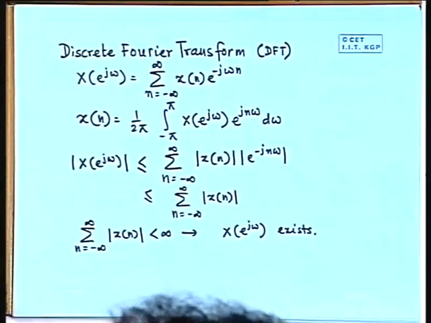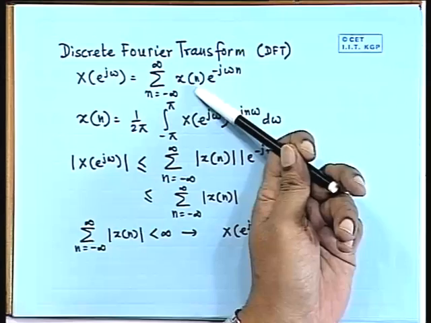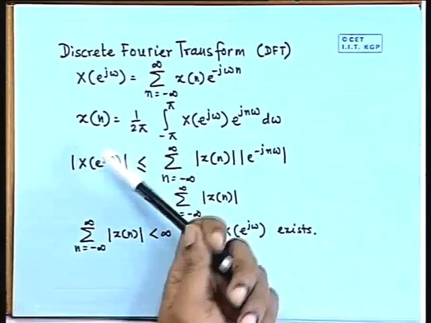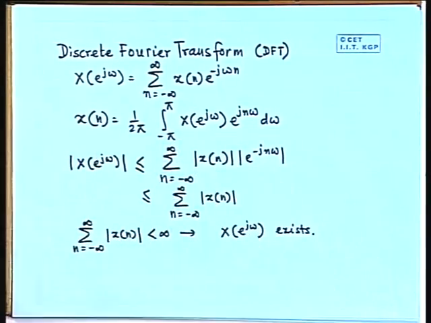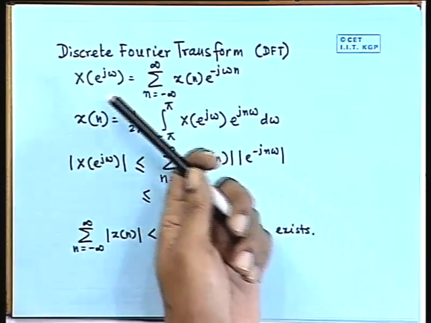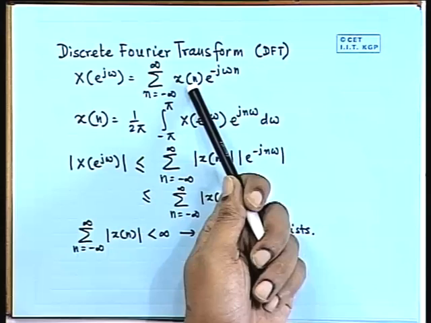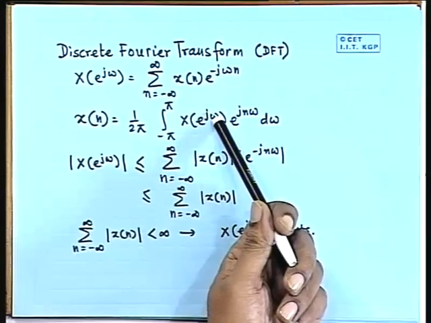So we start with the discrete Fourier transform. That is defined, as we know, by this infinite series, right? And the inverse discrete Fourier transform is given by this integral. It is an integral because the discrete Fourier transform is a continuous function of omega. This is discrete, but this is a continuous function of omega, and this is very easy to prove.